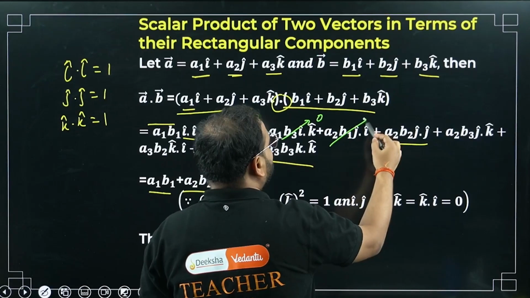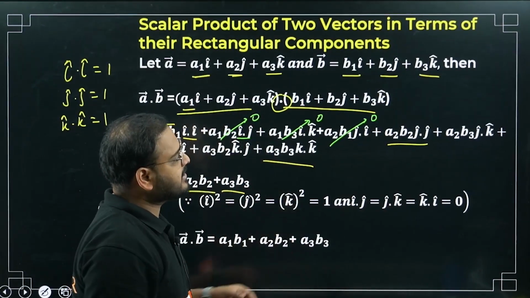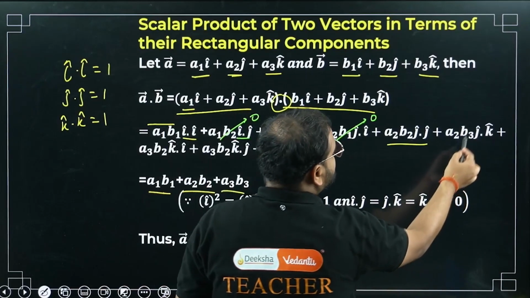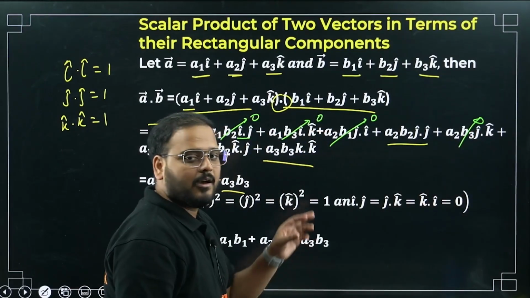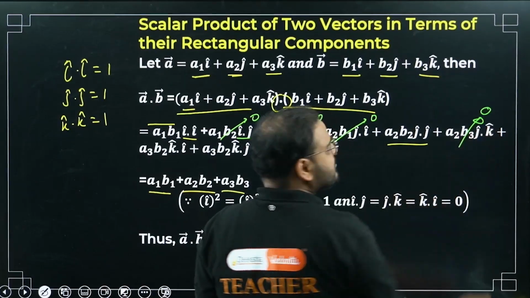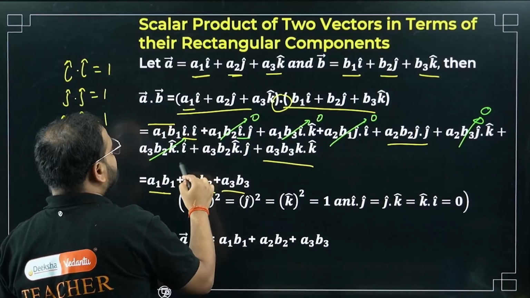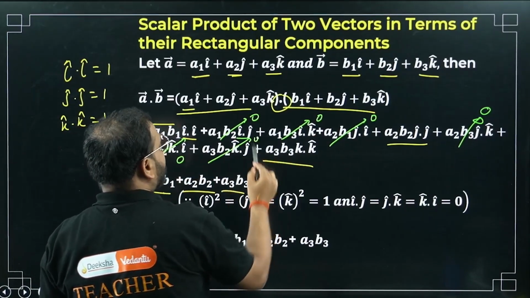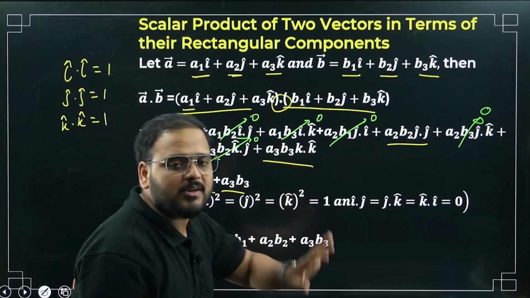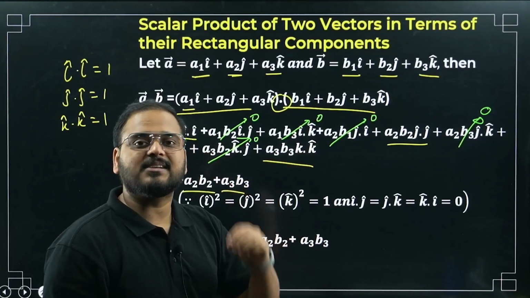J dot I again 0 because angle is 90 degree between J and I, Y and X axis. Same way over here also, J and K means Y and Z axis. Again angle is 90 degree. So cos 90 is 0. Okay, over here also please check. K and I also 0 and K and J again 0. These are all 0 because angle between the two vectors is 90 degree and cos 90 is 0.